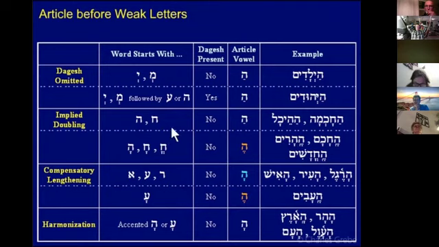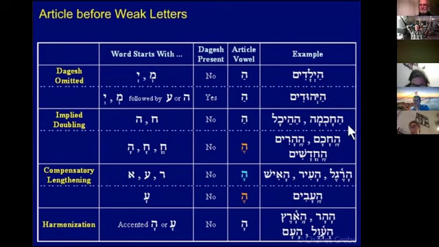Now in the case of the hey and the chet, there's no change to the vowel either. So heichal, which means temple or palace, you add the article and it's just ha-heichal. Or chochmah, which is wisdom, you add the article and it's just ha-chochmah. You don't have any change to the vowel and you don't have the dagesh. So why do they call this implied doubling, while in this case it's dagesh omitted? What's the difference? It looks the same, doesn't it?